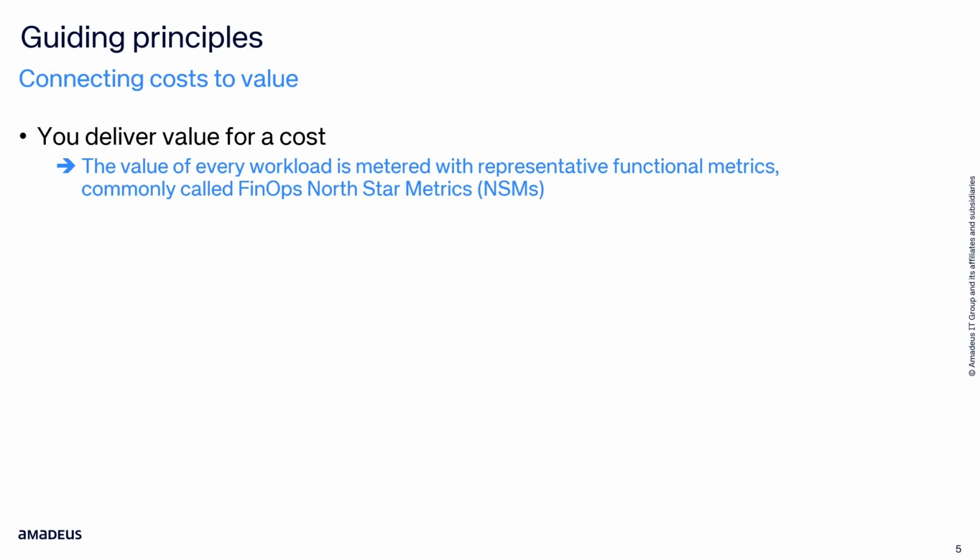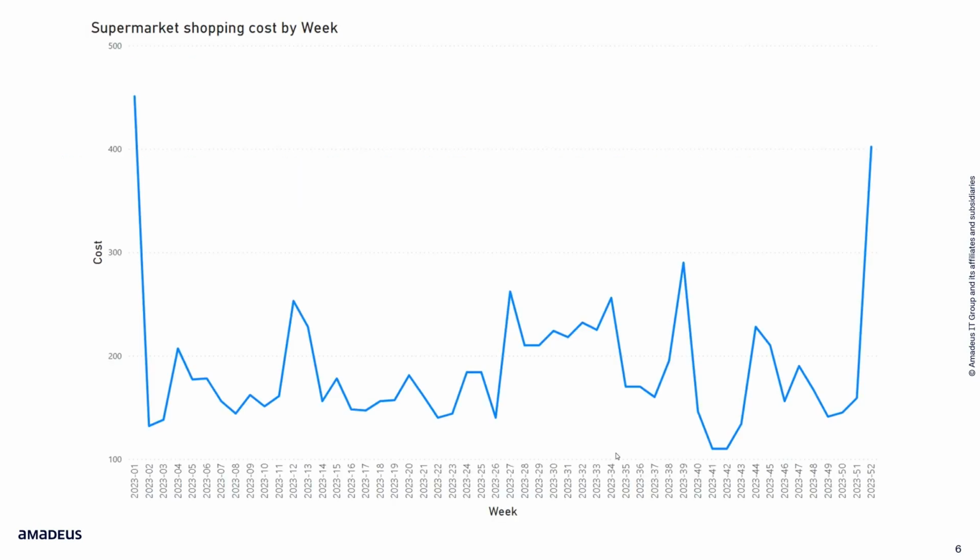To keep things simple, only one or a very few number of metrics should be defined to measure the value delivered by the cloud workload. That's why we commonly call them FinOps North Star metrics, shortly FinOps NSMs. This concept may sound sophisticated, but it is actually very simple and pragmatic. Let me take a practical example.